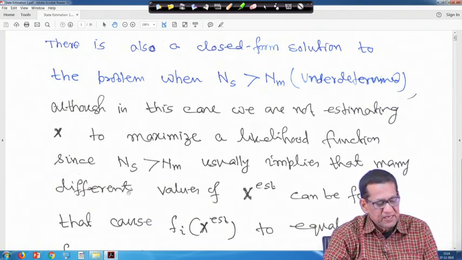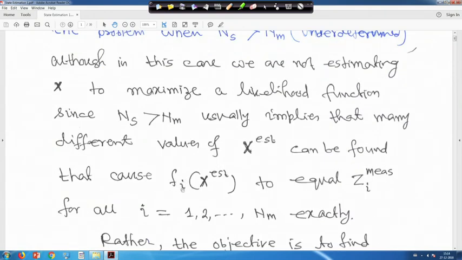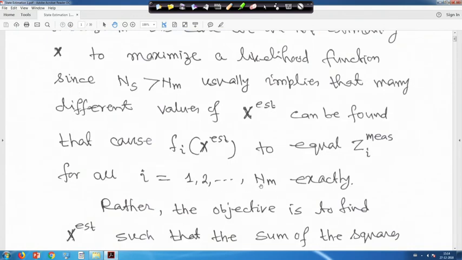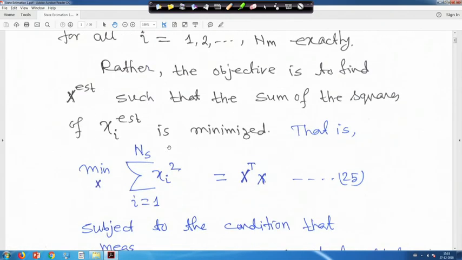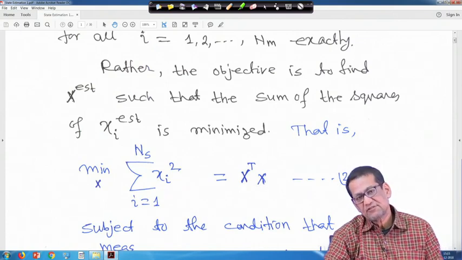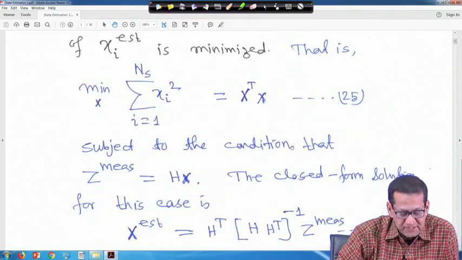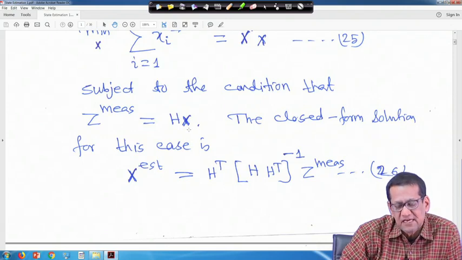So, this usually implies that many different values of x estimated can be found, right, that cause f i of x estimated to equal z i measured for all i equal to 1 up to n m exactly, right. Rather, the objective is to find x estimated such that the sum of the squares of x i estimated is minimized, right. That is, you minimize the sum for i equal to 1 to n s of x i square, and that can be written as x transpose x. So, this is equation 25, right, subject to the condition that z measured should be equal to H into x. This we have seen earlier, right.